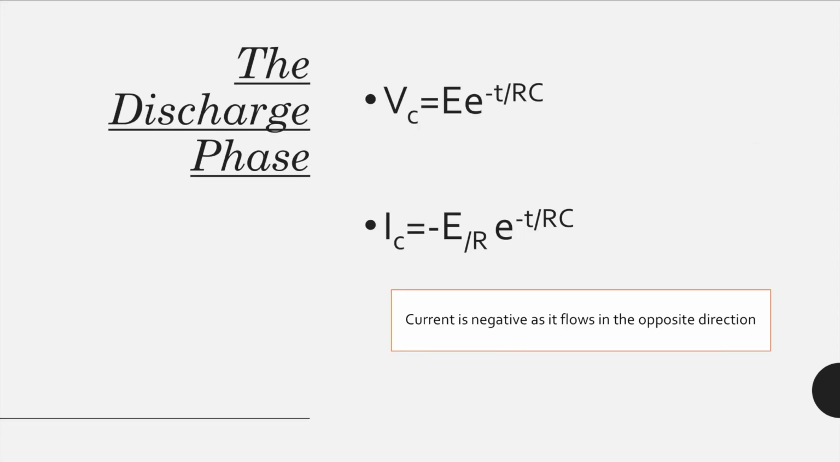The discharge phase. If the energy source is removed from the circuit, the capacitor will have the highest potential and hence will discharge its charge, making a current flow in the opposite direction until there is no more charge and no more potential on the capacitor. The below equations calculate voltage and current in the discharge phase.